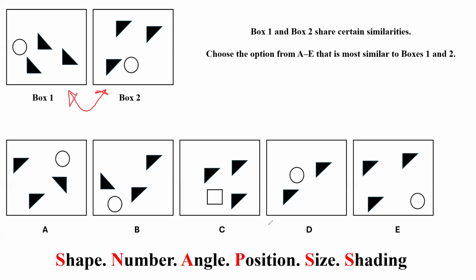I think what's similar about the two is that they both have three triangles, but the main thing about the triangles is that they're all facing the same way. So they both have triangles that have the same sort of rotation, right? Yes. What part of SNAPS does that lend itself to?